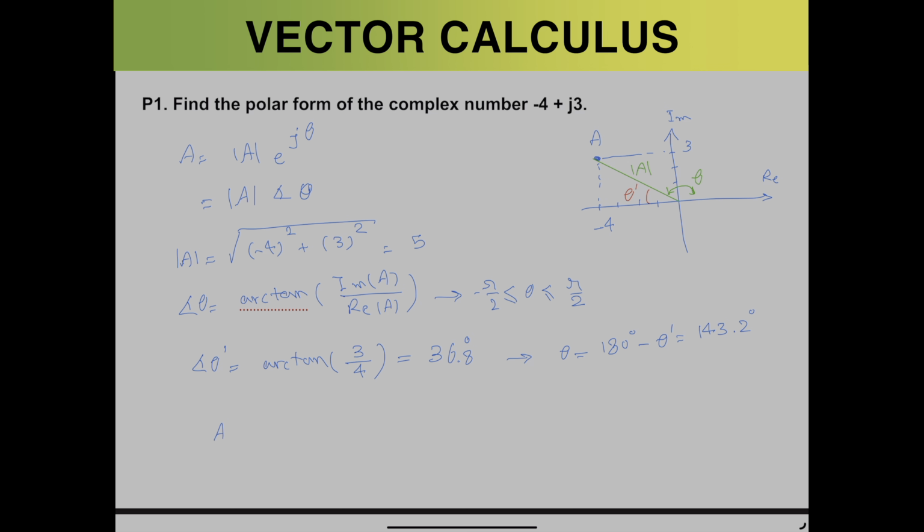So finally, A can be written as magnitude of A, which is 5, with an angle of 143.2 degrees, which, as you can see, is sitting in the second quadrant. So that's how we would calculate the polar form of a complex number.